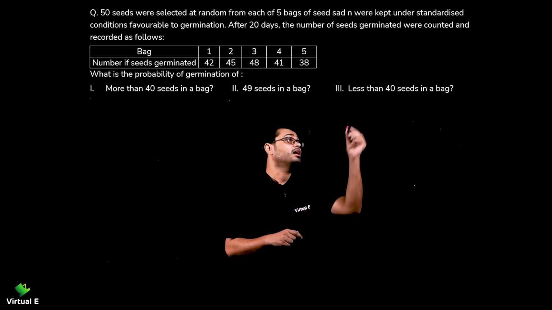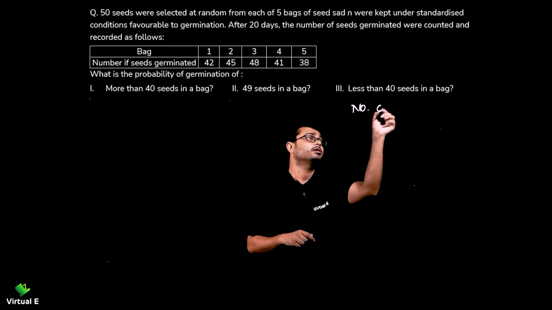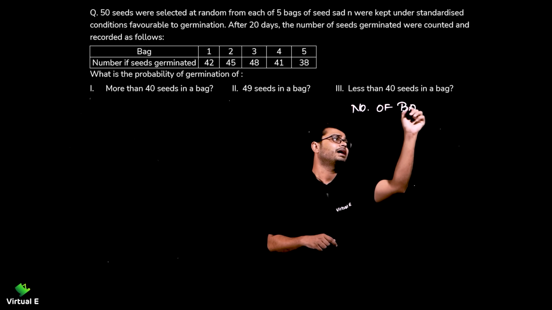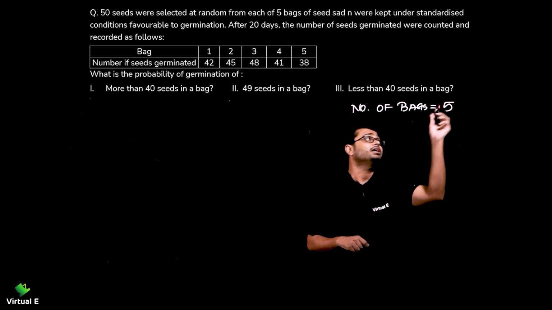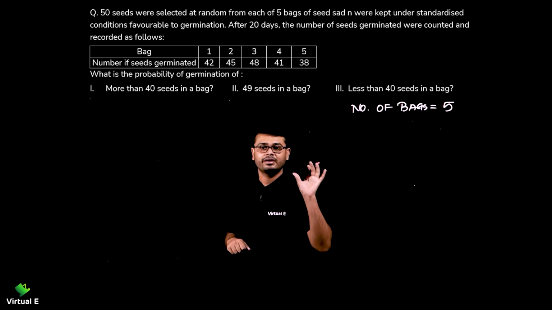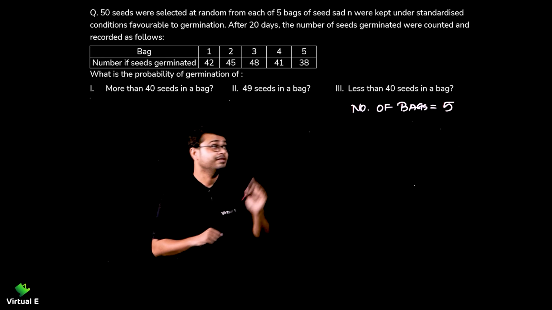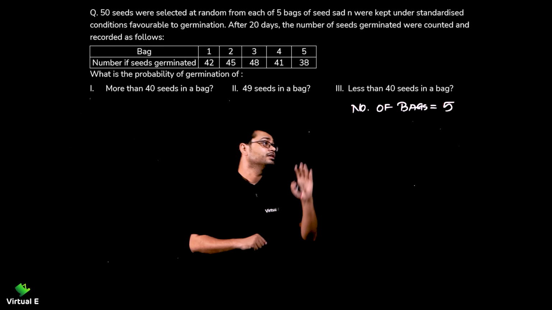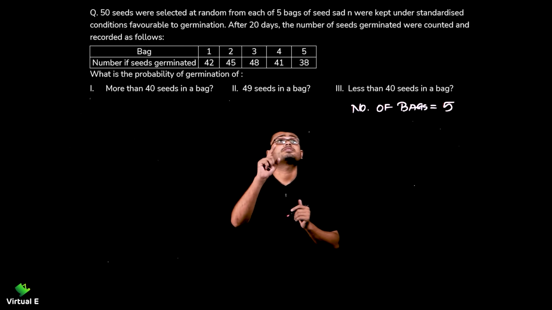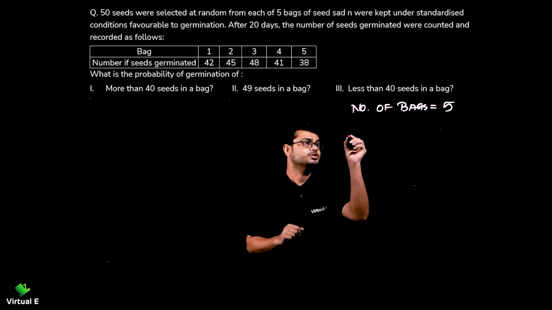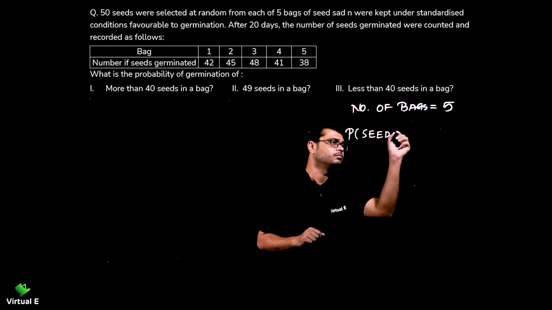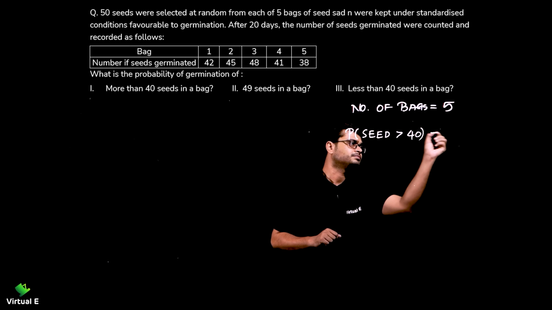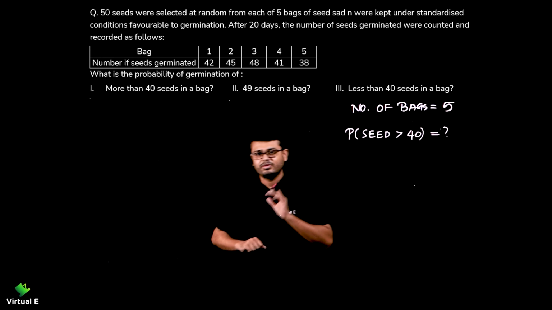Total number of bags, how many were there? That is 5 only. See, in the table also it is given, right? If we were not supposed to take the bag, then why would there be any table? So the number of bags. First of all, we want to find more than 40 seeds in a bag. So the probability of seeds more than 40, that we want to find.